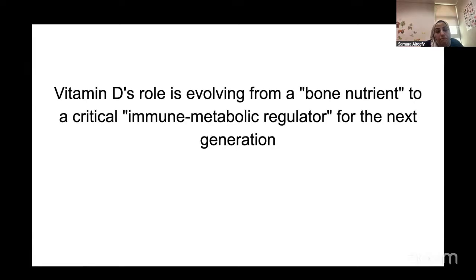So the main takeaway is that vitamin D's role is evolving from just a bone nutrient to a more critical immune metabolic regulator for the next generation.